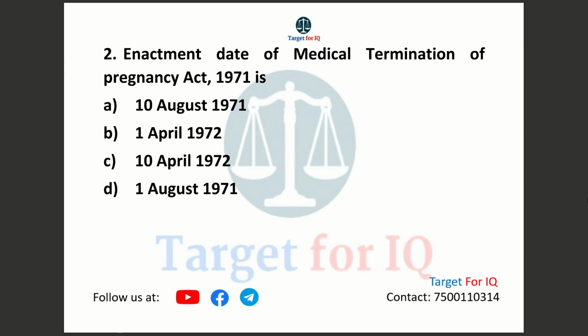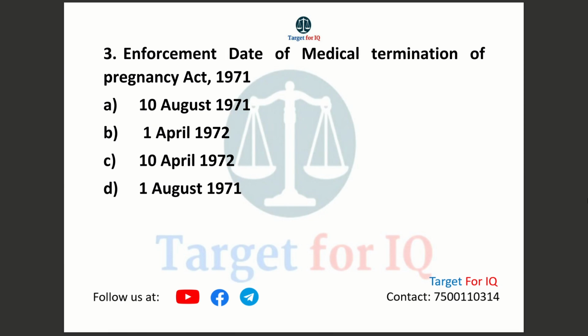Question number 2. Enactment date of Medical Termination of Pregnancy Act 1971 is option A. 10th August 1971, option B. 1 April 1972, option C. 10 April 1972, option D. 1st August 1971. The correct answer to question number 2 is option A. 10 August 1971.